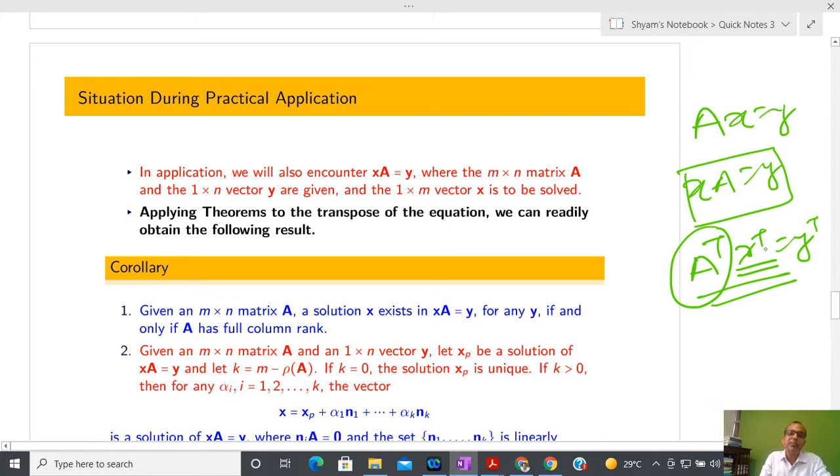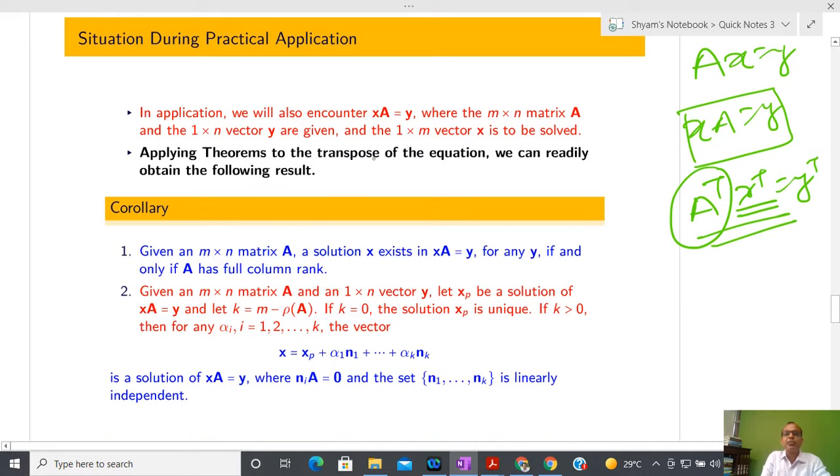I will take one more transpose. So please do not worry: if I have an equation like x A equals y, then also I can apply the same theorem. Okay, and this result is basically telling the same.